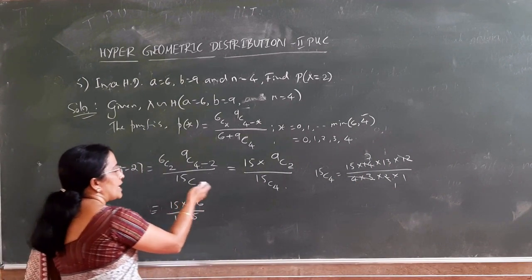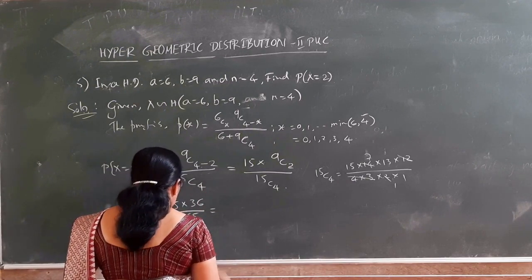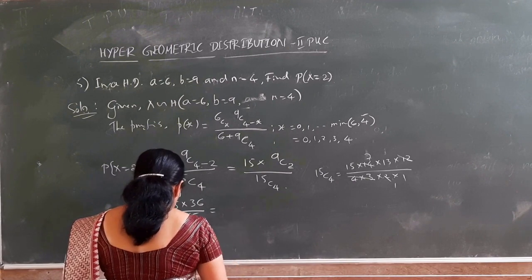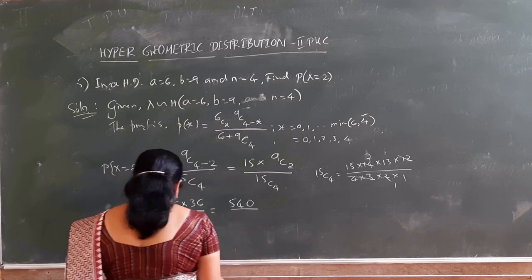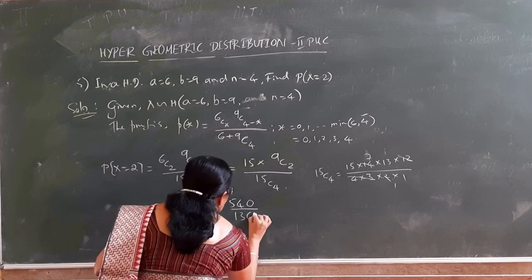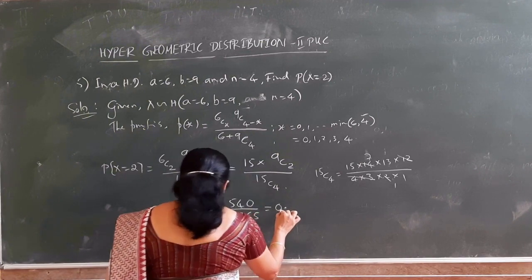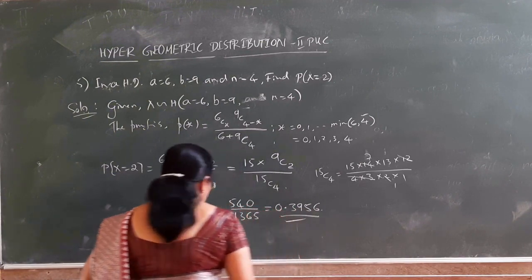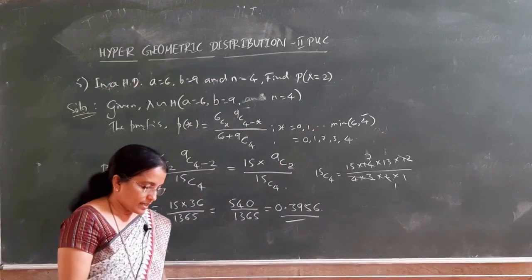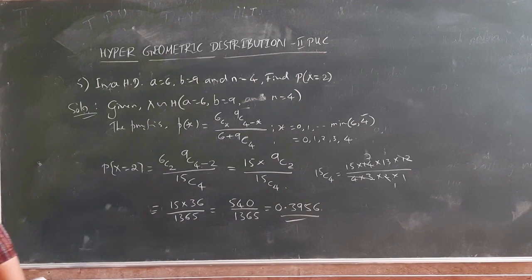Totally we have to find the required values. So 15 into 36 divided by 1365. Now the answer is 540 divided by 1365, right? Which is equal to 0.3956.